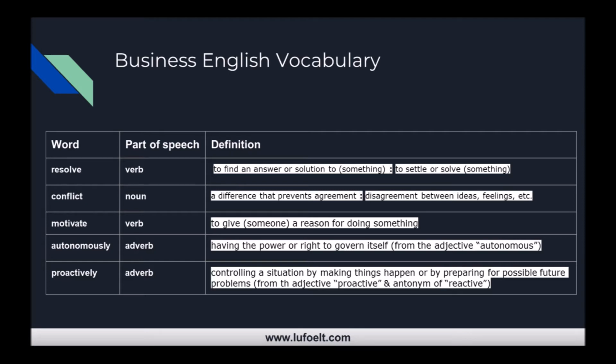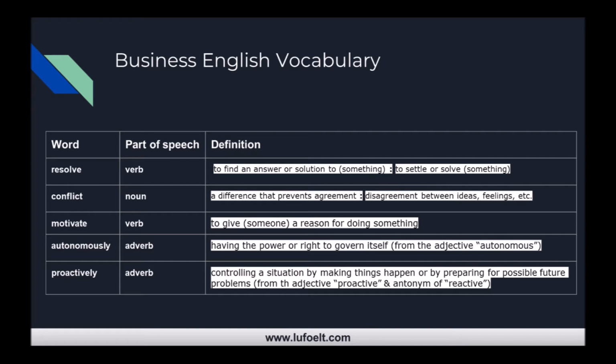All right, and the last word is proactively. And proactively means that you're working in a way where you're trying to control a situation by making things happen first, or by preparing for possible future problems. So it means that you try to do things in anticipation of something happening. So, for example, if you know it's going to rain, you're going to bring an umbrella or wear a raincoat. That is being proactive about the weather.